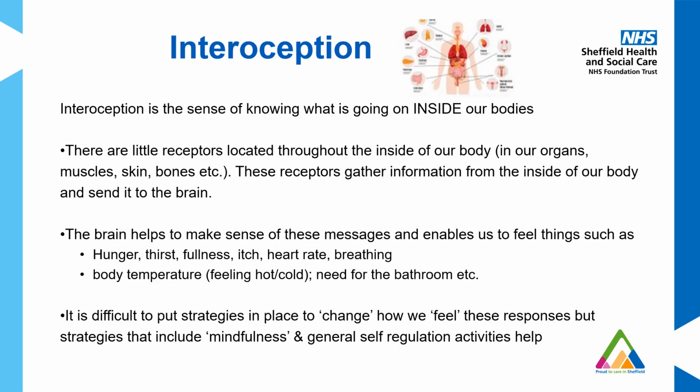Last is interoception. Interoception is another sense that tells us what is going on inside our bodies. This covers things like a sense of hunger, thirst, feeling full, needing the toilet, itching, feeling hot or cold, and so on. These are receptors located throughout our bodies in our organs, skin, muscles, and so on, which gather all this information and send it straight to the brain. For example, there are receptors in the wall of our bladders that tell us that our bladder is stretching because it is full and therefore we need the toilet.